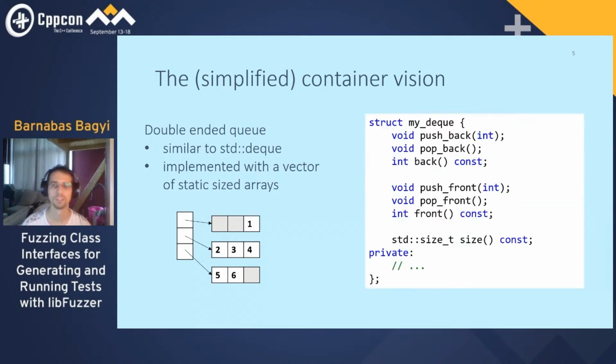This is how the interface of the deque class looks like. It's not templated for the sake of simplicity. We have our push_back and pop_back methods. We can query the element on the back, and we can also do the same things on the front as well. We, of course, can also access the number of elements currently contained within.